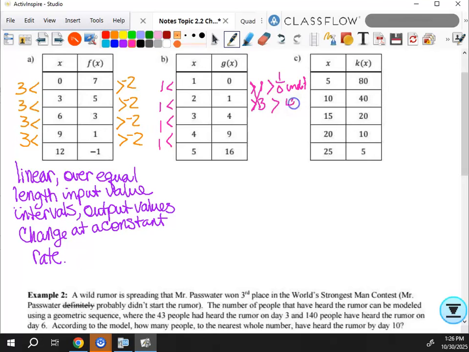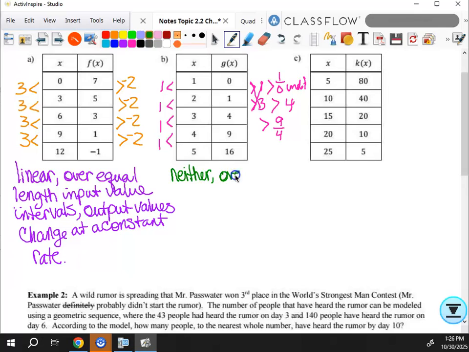4 over 1 is 4. 9 over 4 is 9/4. So now, I'm pretty confident that, I don't know, maybe we just don't count the undefined. Who knows, right? But those are not the same. So my ratios are not the same, and my differences are not the same. So this answer is neither. I'm going to say neither, and then I'm going to start it the exact same way.